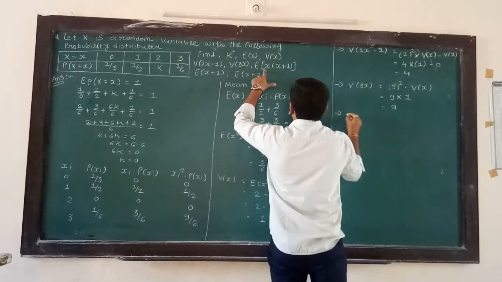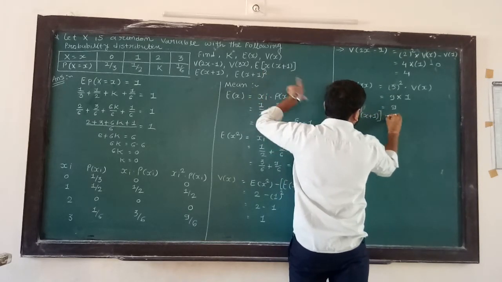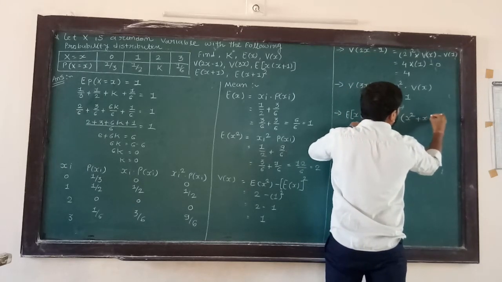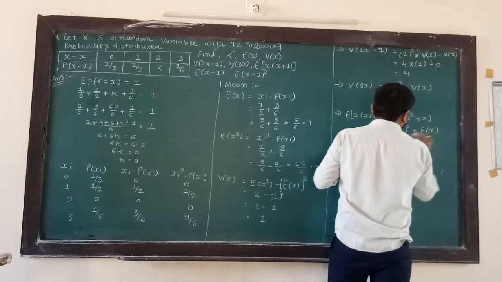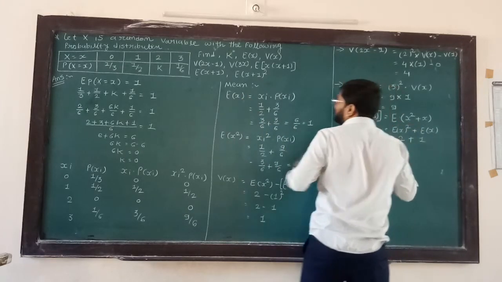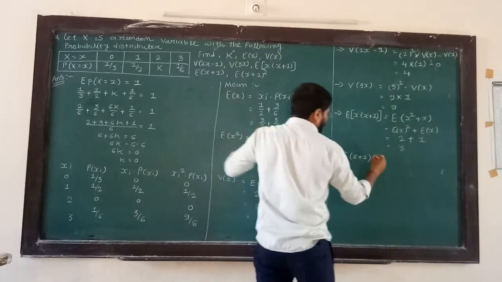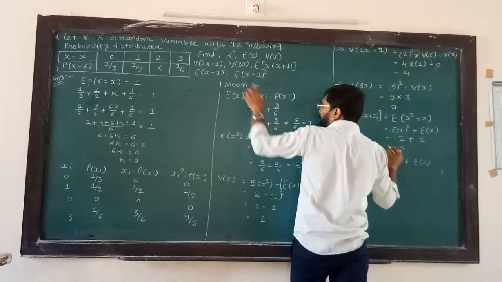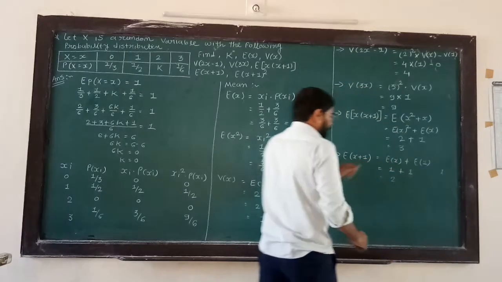After that, expected value of x into x plus 1. X multiplied by x means x square. Here x multiplied by 1 is x. Now expected value of x square is 2 plus expected value of x means 1, is equal to 3. Now expected value of x plus 1 is sigma x plus sigma 1. Here sigma x means 1 plus 1 is equal to 2. Here sigma 1 means 1.